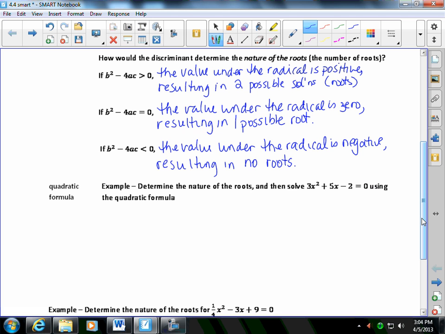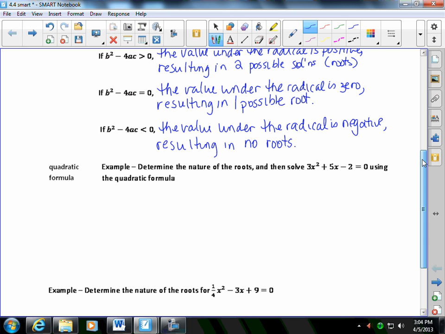Okay, so you're going to get questions where they give you the quadratic equation, and they're going to ask you, determine the nature of the roots, which just means how many roots there are, and then find those roots. So once you found the nature of the roots, just means, okay, are there any roots to this solution? Are there 2, 1, or 0? And then find the solution if there is going to be a root.